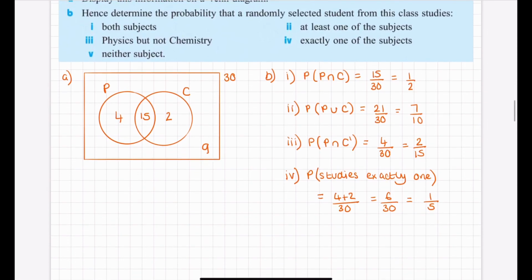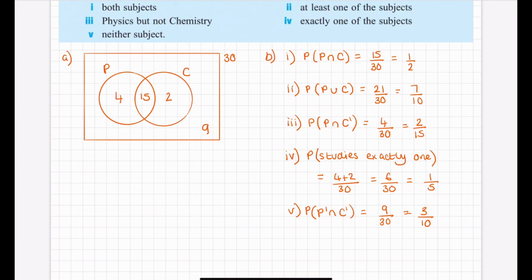And the last one, studies neither, so that is the outside. And we can write that as not P and not C, which will be 9 out of 30. And that's it for Venn diagrams, and that's it just for a quick review on probability that we've done previously.